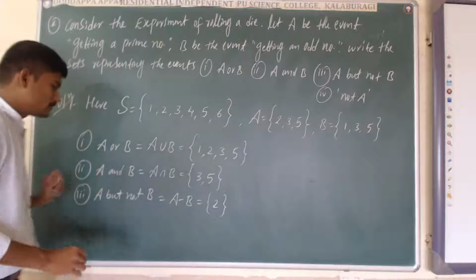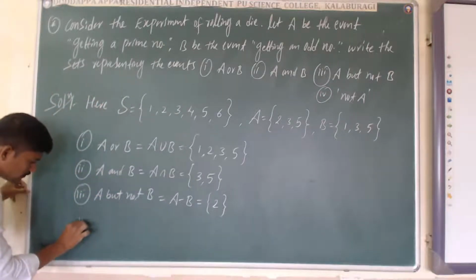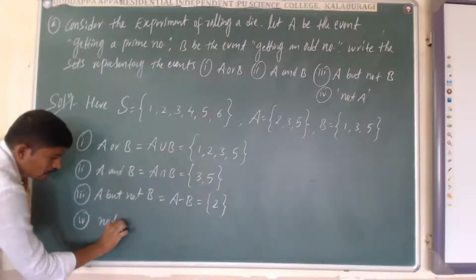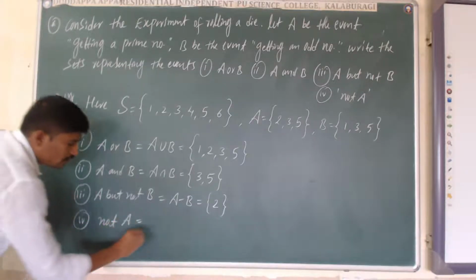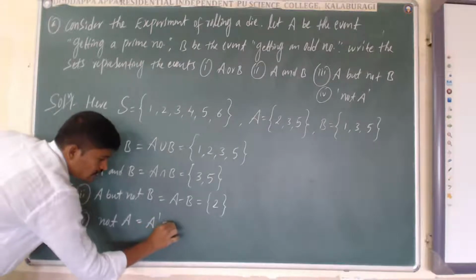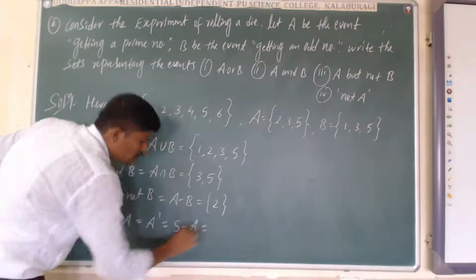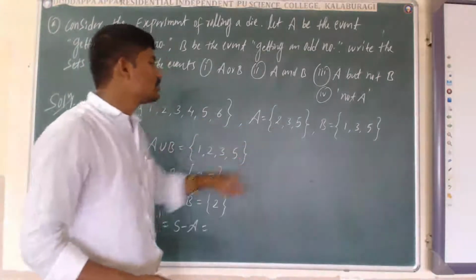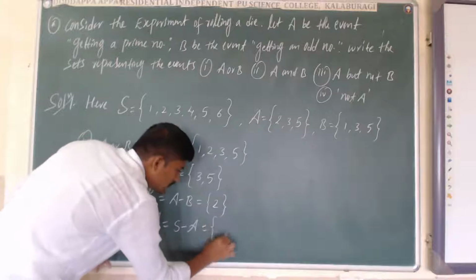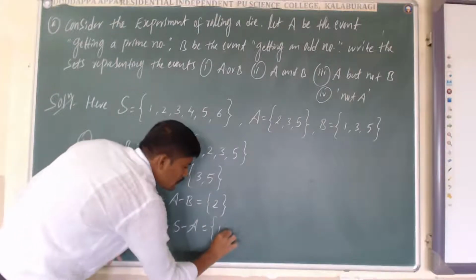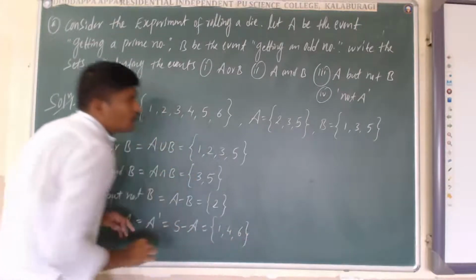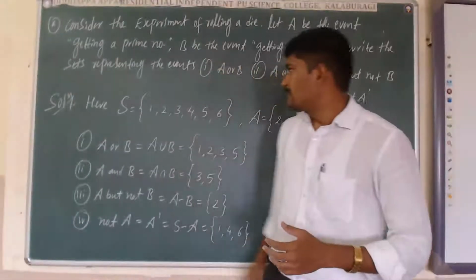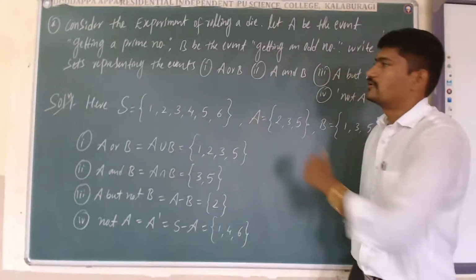Right. Next, fourth one is not A. Not A is nothing but the A dash. A dash is nothing but the S minus A. So S minus A means here 1 to 6 elements are there, minus 2, 3, 5. So the remaining result will come out 1, 4, 6. 1, 4, 6. So this is your good example of the given experiment. Right.